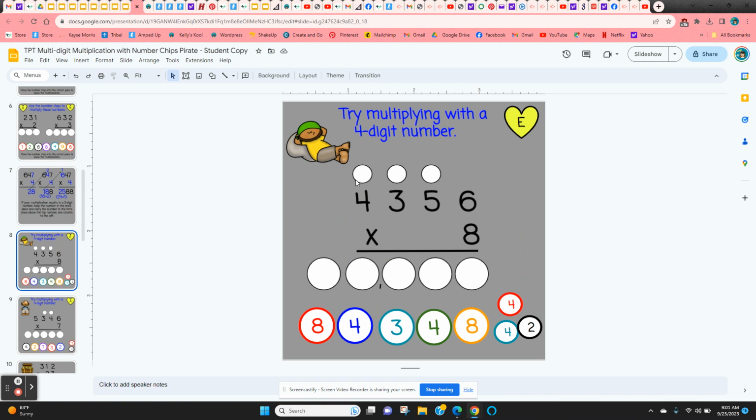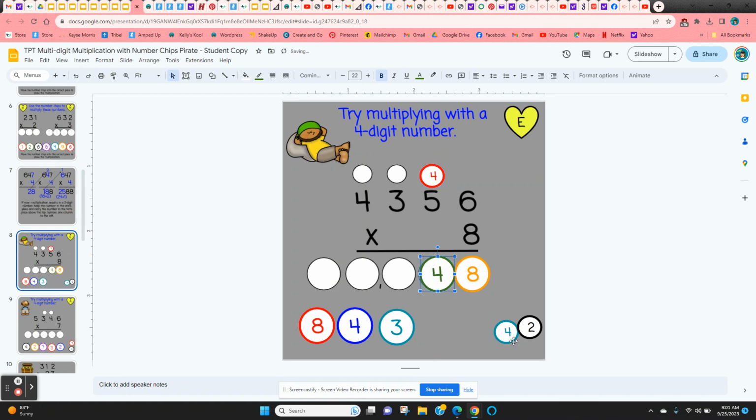So the next 2 slides, we've actually got small chips for the number that they're going to carry. So 8 times 6 is 48. We're going to leave the 8. We're going to carry the 4. 8 times 5 is 40, plus 4 is 44. We're going to leave the 4 and carry a 4. 8 times 3 is 24, plus 4 is 28. Again, leave the 8, carry the 2.